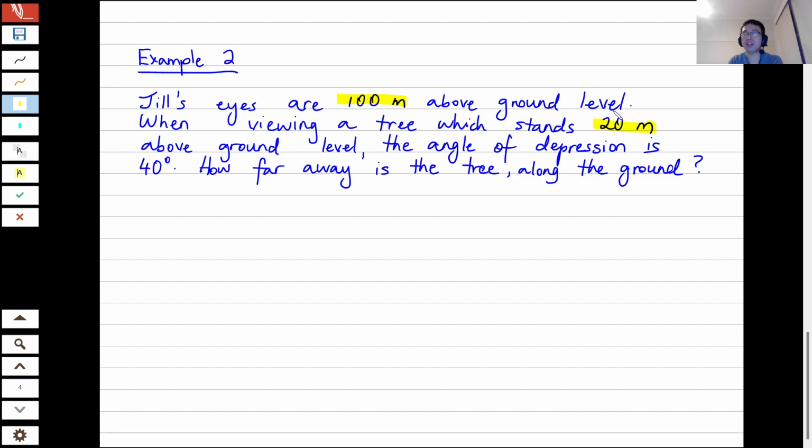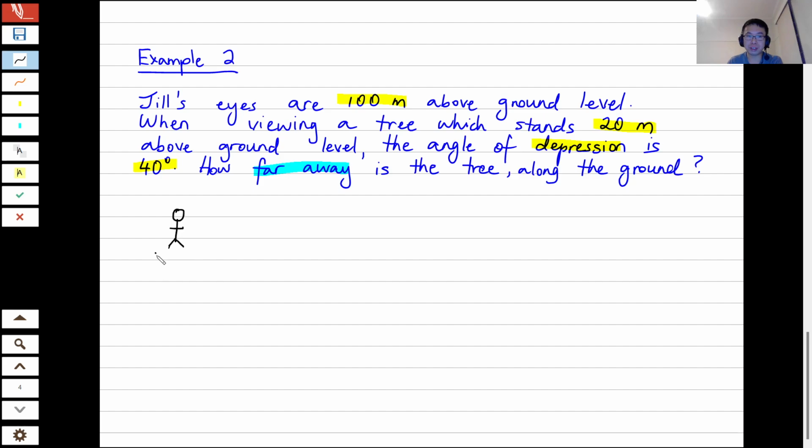We are looking at a tree that we know is 20 meters tall. And because we're looking down, this time the angle of depression is 40 degrees. And again, the question that we are being asked is, how far away is the tree along the ground? It's going to be very hard to solve this question without a diagram. So let's go ahead and do that.